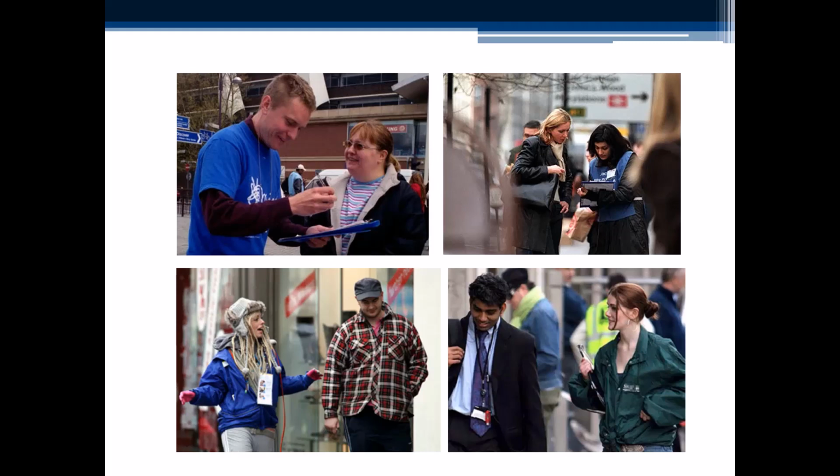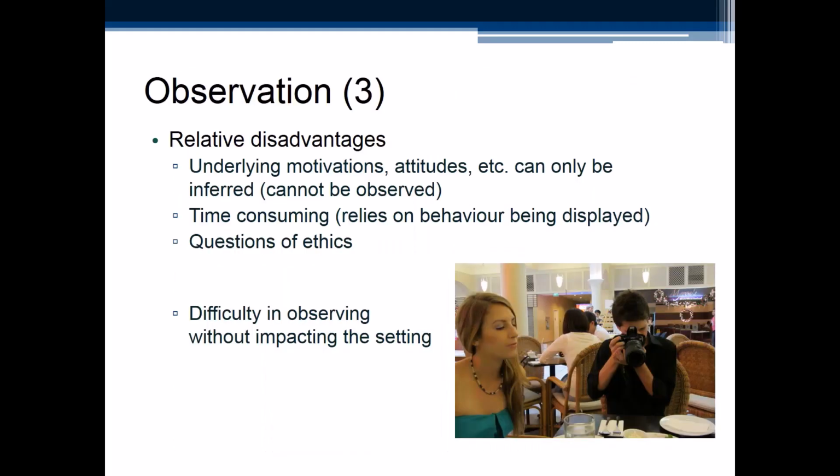So the benefit of observational research is that we observe the actual behavior. The downside is that we don't always know why that behavior is occurring. So it's up to the researcher to infer why that's occurring, and that can be a real limitation. That's outlined here in this slide about disadvantages. The underlying motivations and attitudes can be inferred, but that may not always be accurate, so it really depends on the researcher's ability to do that.